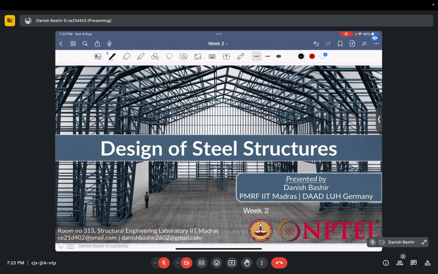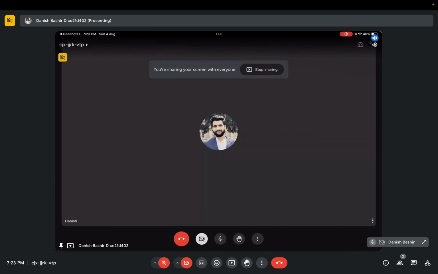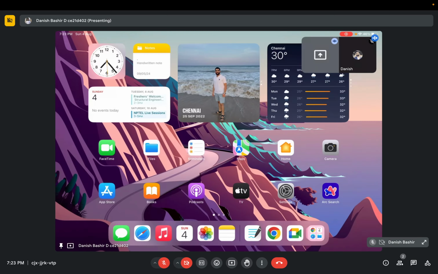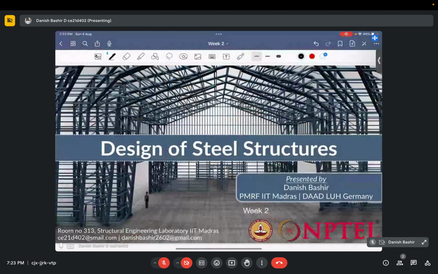In the last live session, we saw the general considerations for the design of steel structures, then the advantages and disadvantages. We also saw the different types of codes that we have to use for the design of steel structures. After that, we went on to see the different types of loads, what are the loads that are going to act on our system. Among all those loads, wind loads were one of the important loads, so we considered the calculation of those loads only.